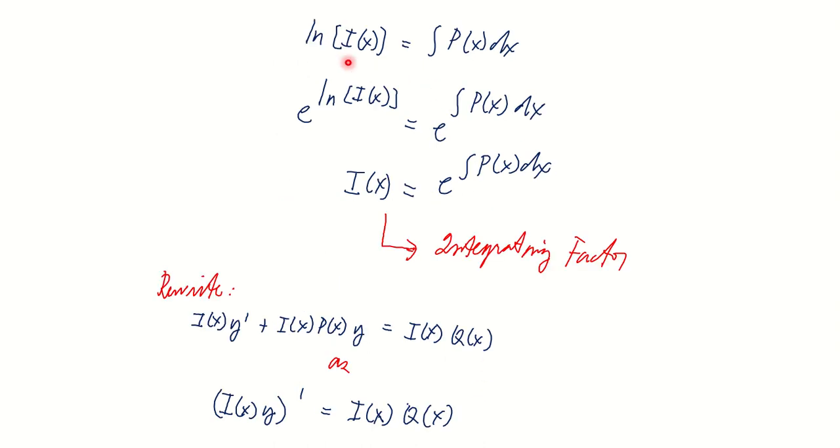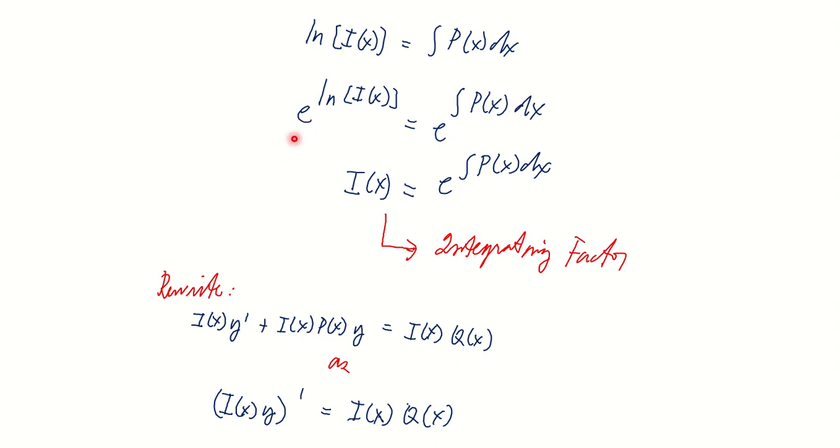Then, of course, we have the resulting equation: ln of I of x is equal to the integral of p of x dx. We get rid of the natural logarithm symbol. So we'll be making e the base of both sides of the equation. So we'll have e raised to ln of I of x is equal to e raised to the integral of p of x dx.